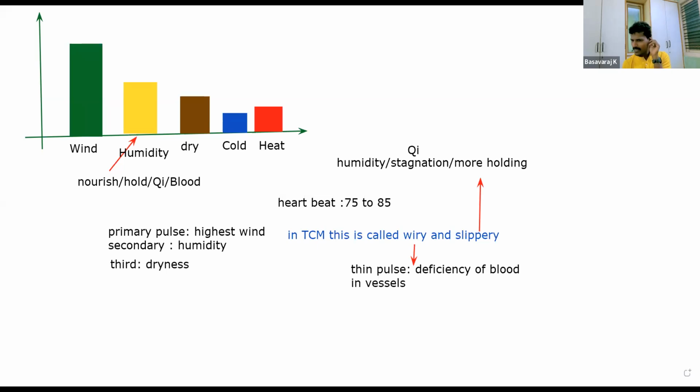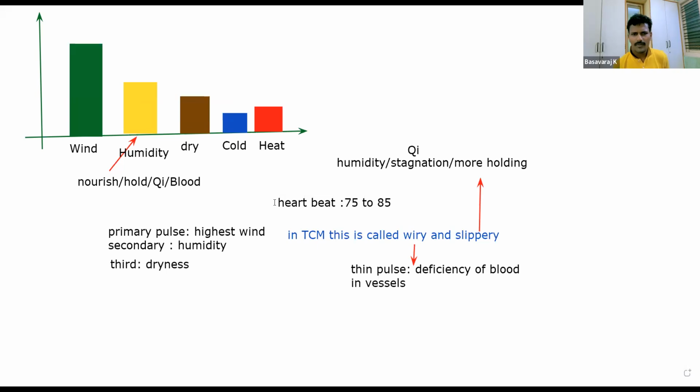Diabetes chances are there because of a long-run blood deficiency, which makes the liver fire rise and may cause hyperactivity of the stomach and pancreas. But the chances of cholesterol are a little less here. Cholesterol comes when the dryness is influencing the wind more. Regarding dryness, I'll come to you later. Just understand the role of humidity.